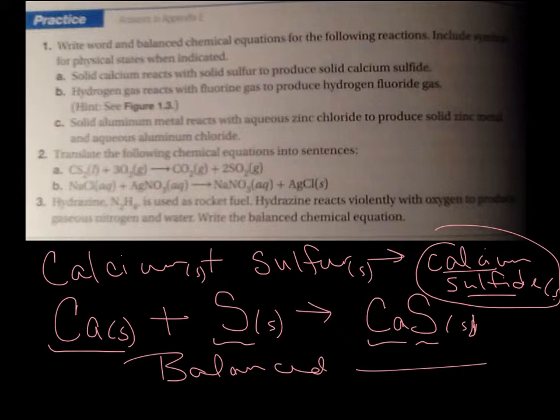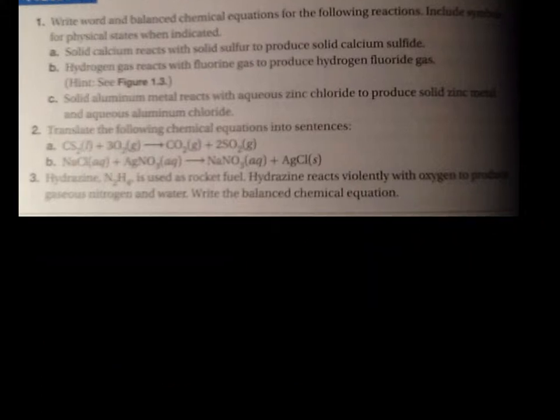So now let's do the second example, letter B. Oop, I have to erase here. For our next example, letter B, we are going to take hydrogen gas, and it reacts with fluorine gas to produce hydrogen fluoride gas. Now in this case, we have to remember our diatomic molecules. Hydrogen is a diatomic, fluorine is a diatomic, so when they're alone, they will be written with a partner.